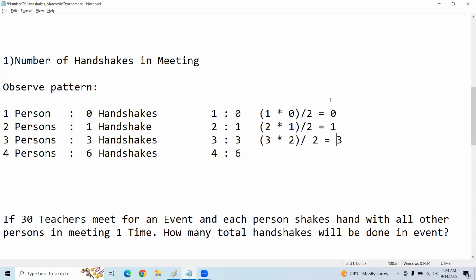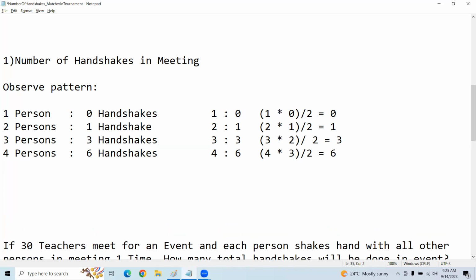So if there is a single person, there will not be any handshake. If there are 4 persons, what are we supposed to do? We need to multiply it with the previous number. That previous number is 3 and then just divide by 2. 4 into 3 is 12. 12 divided by 2 is 6. So when we say previous number, we mean just minus 1.